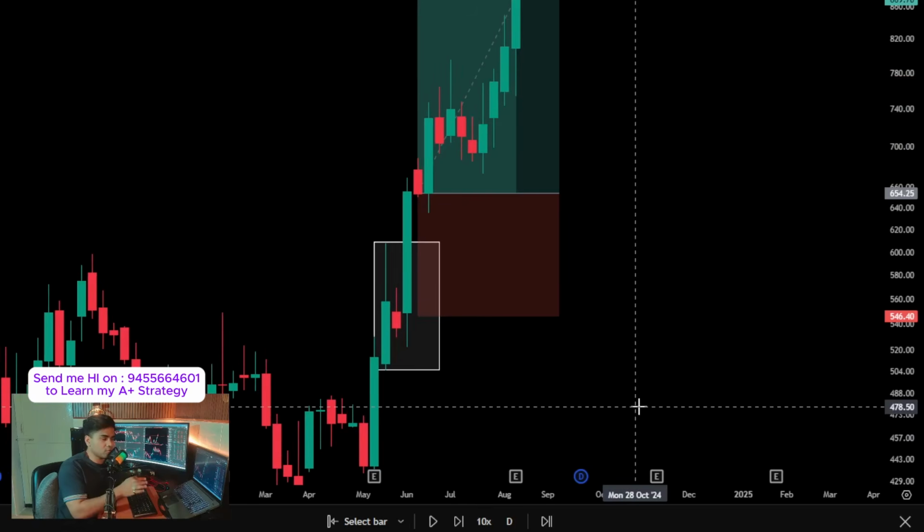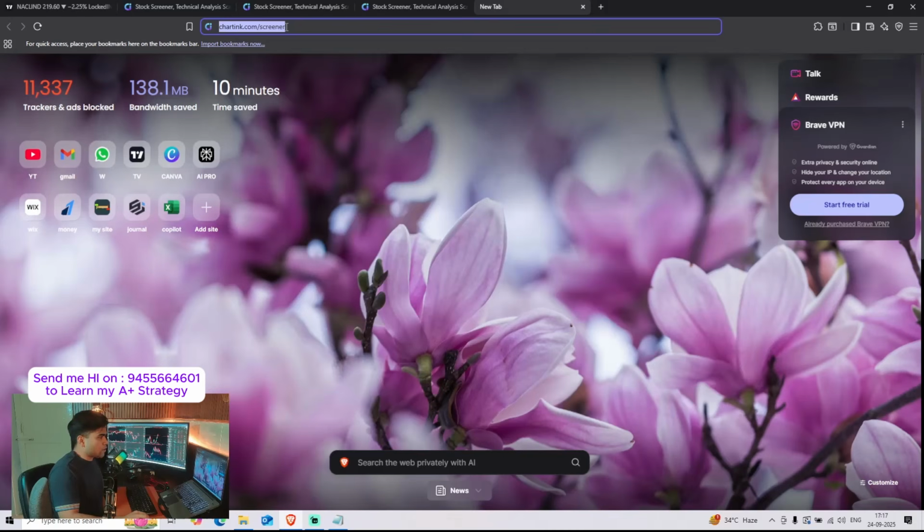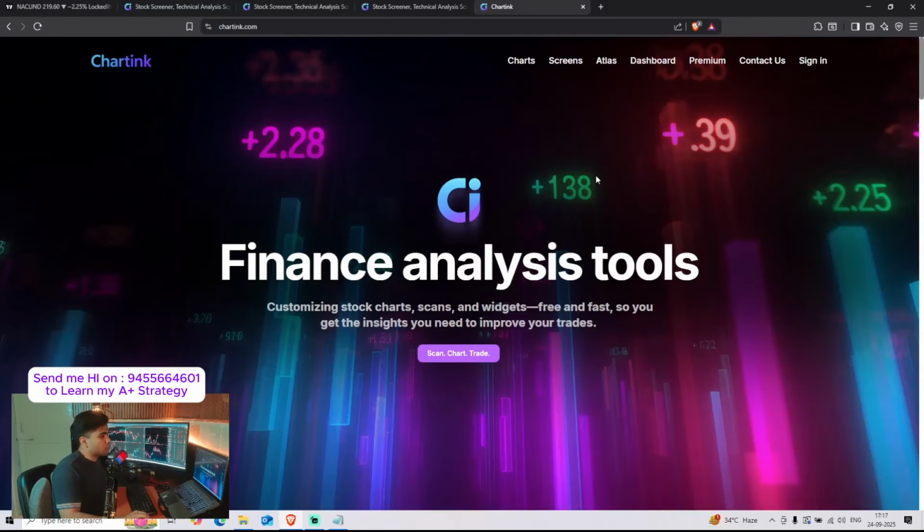That's how it's done. So that is the whole overall thought process of the risk management rules of this particular strategy. Now, first you have to type Chartink on your browser. It will take you to this page. Click on scan, chart and trade.